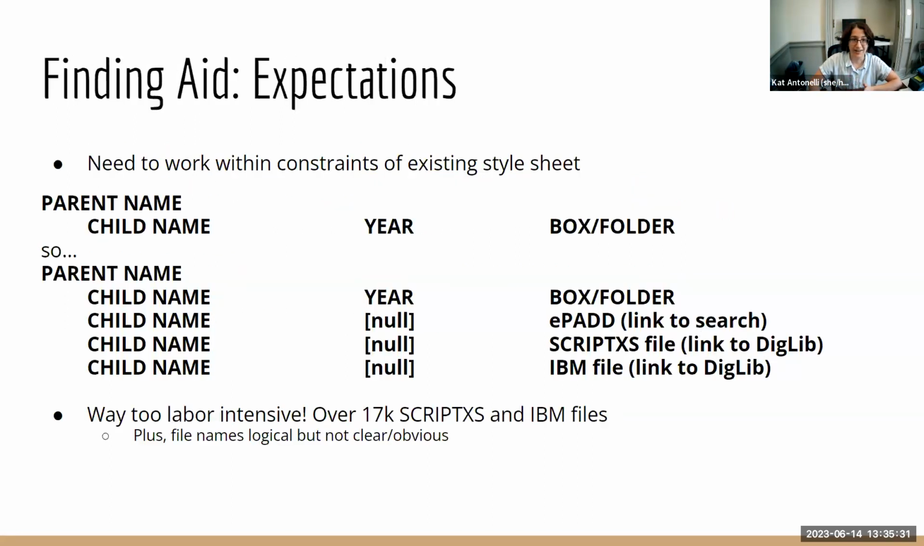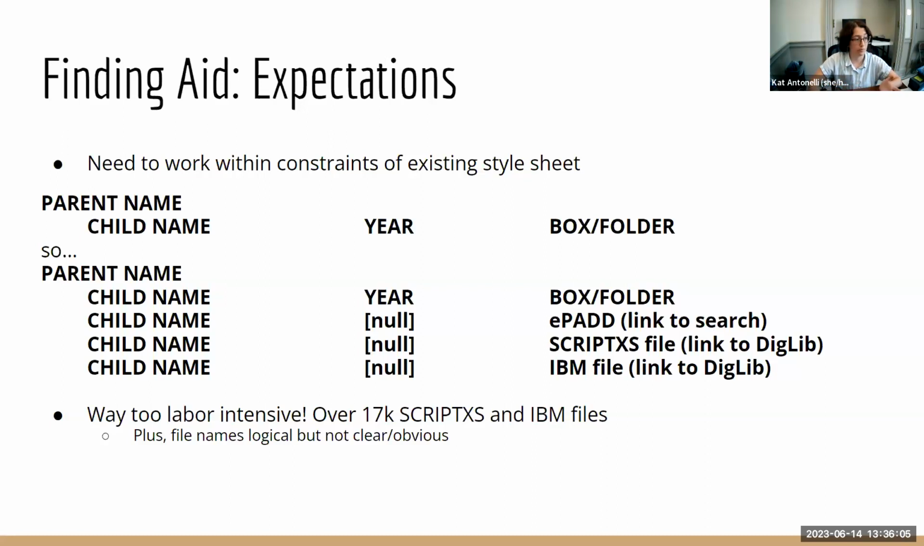So finally, what's going on with our finding aid? We at APS work within the constraints of an existing style sheet for the finding aids. Initially we were hoping to intersperse digital correspondence with the physical correspondence, as you can see here, adding links to either EPAD or our digital library as appropriate. But unfortunately, this was going to be way too labor intensive, due mainly to the number of correspondents that we have both in the physical and the digital realms.